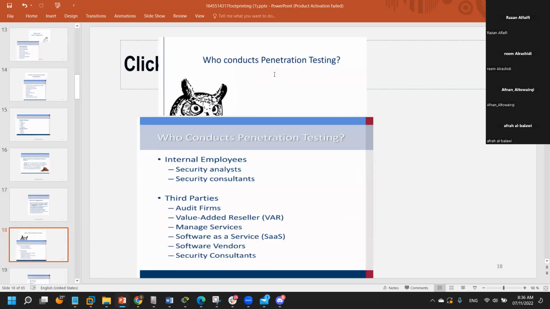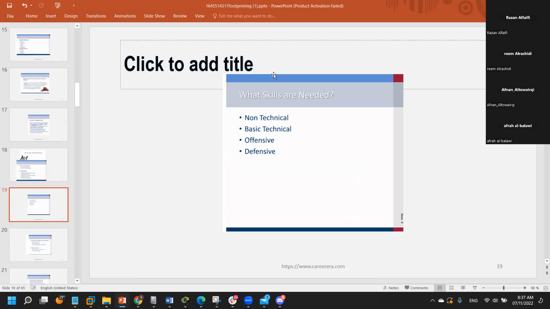Who can do the penetration testing? You can hire someone internally to do the penetration testing, so this is someone within your team who can do this. So you train them how to be a penetration tester. Or if you don't have the capability, if you don't have the skill sets within your team, you can go ahead and hire someone externally. Okay, guys, what kind of skills do you really need to be a penetration tester?